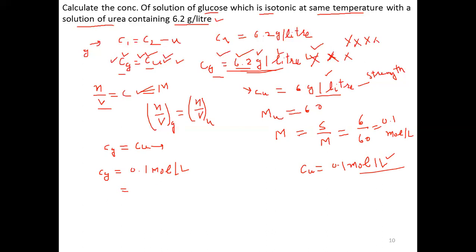So we can calculate strength. Strength is equal to molarity into molecular weight. So this is the concentration of glucose in mole per liter. If we have to calculate in gram per liter, we will multiply it by its molecular weight. So 0.1 into molecular weight of glucose, M glucose is 180, because it is C6H12O6. So it will give you gram per liter. So the answer is 18 gram per liter.